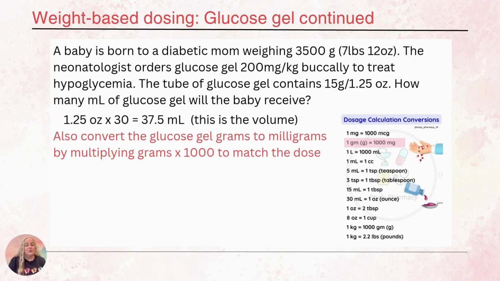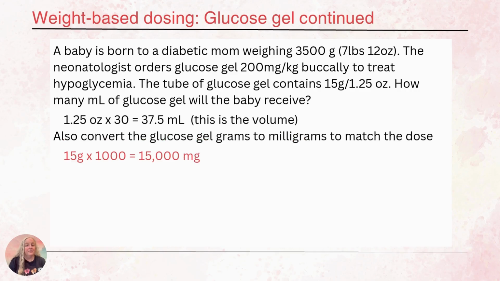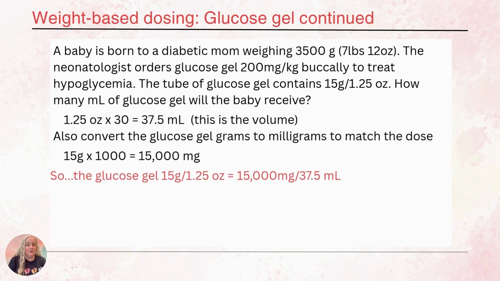Also convert the glucose gel grams to milligrams by multiplying the grams by 1,000 to match the dose. 15 grams times 1,000 equals 15,000 milligrams. So the glucose gel, having 15 grams in 1.25 ounces, also converts to be the same as saying 15,000 milligrams in 37.5 milliliters. Now all of our math matches.